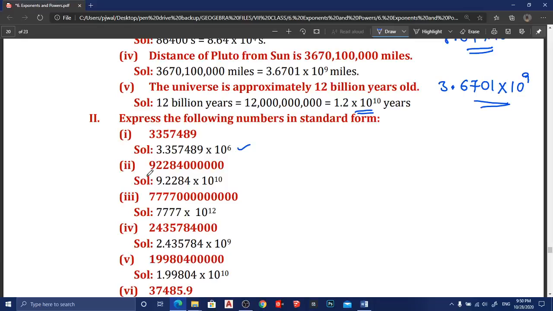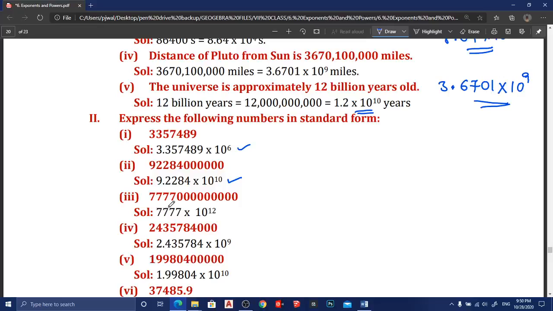Next here, 9.2284 into here 6 plus 4, 10. So 10 to the power of 10 you have to write. 9.2284, up to here you have to take. Now after putting the point, how many digits are there? Count here, 10. So 10 to the power of 10.